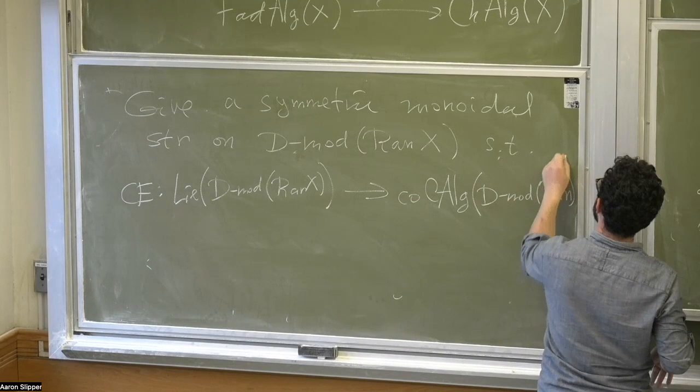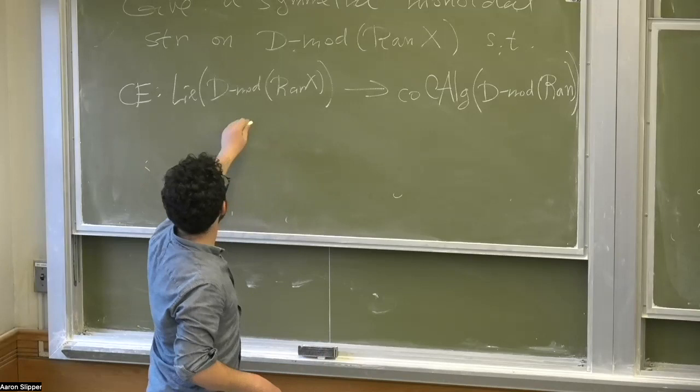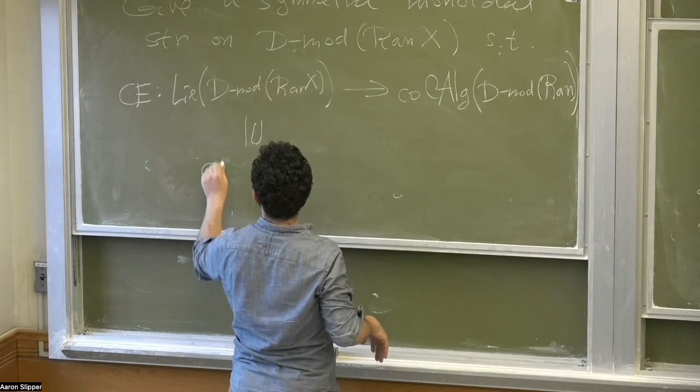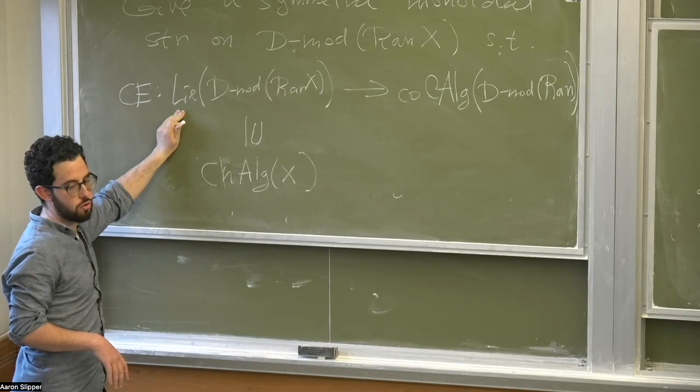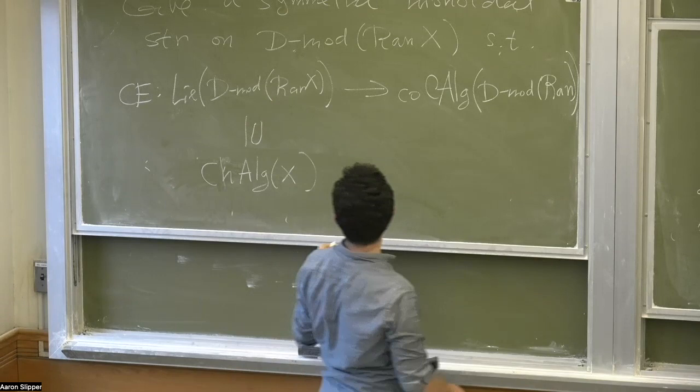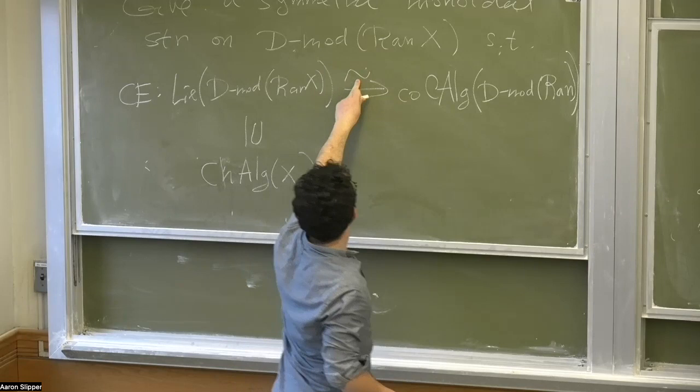I'm going to start writing Ran X. The main point is that it will be a monoidal structure such that inside this category there is a full subcategory of chiral algebras in X. So chiral algebras in X will be some sort of algebras on Ran X with an extra condition. The extra condition is going to be that this is supported on the main diagonal.